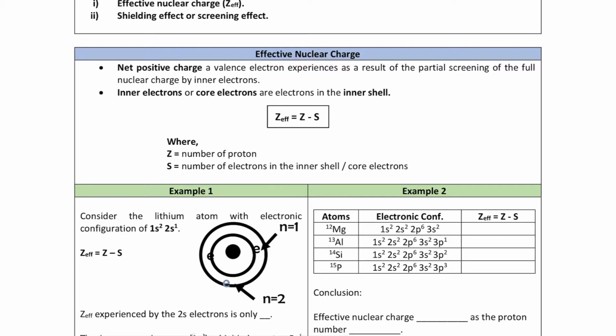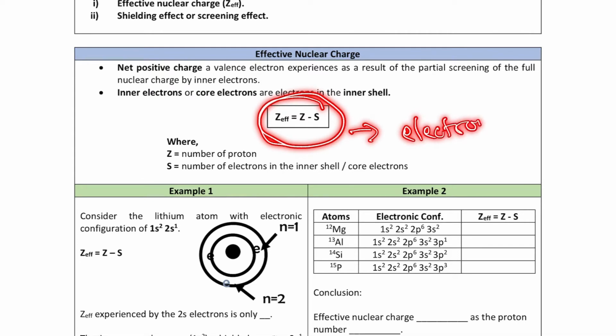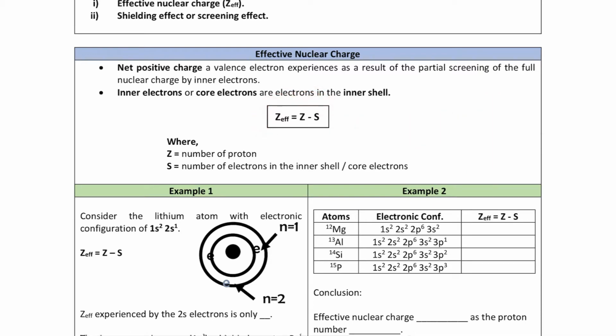That means you can get the value of effective nuclear charge felt by the valence electron. Okay, so nak kira dia, you need to use this formula. Effective nuclear charge equals Z minus S. Z is proton number, macam kita pernah jumpa before this kan. Z adalah proton number. S pula adalah number of electrons in the inner shell or core electrons. Okay, so in order to do this calculation, you will need the electronic configuration. Maksudnya yang 1s2 2s2, itulah kamu perlukan yang itu.